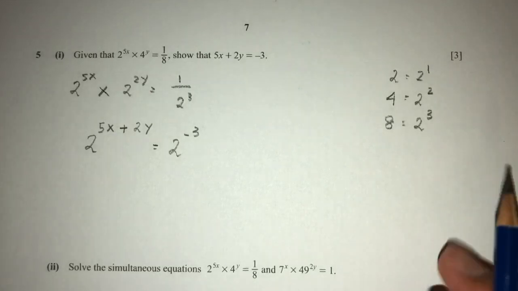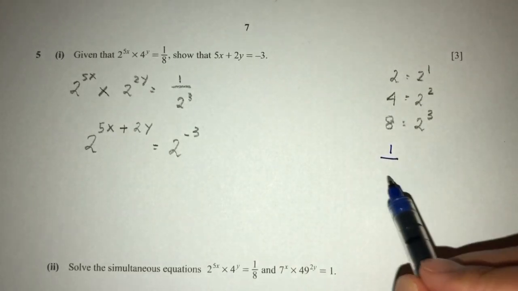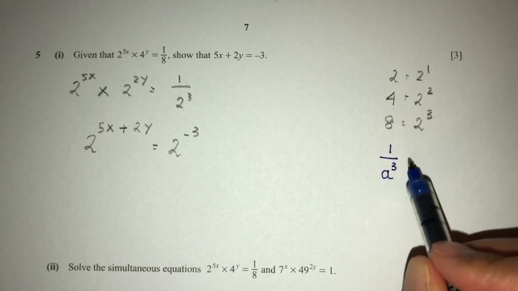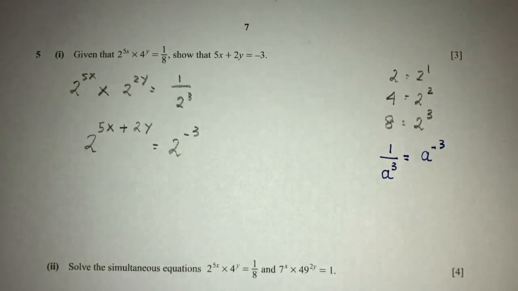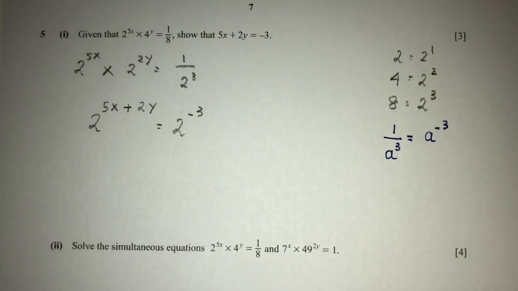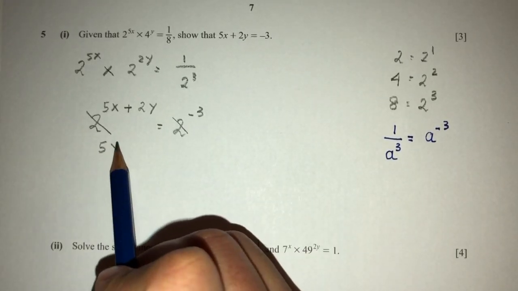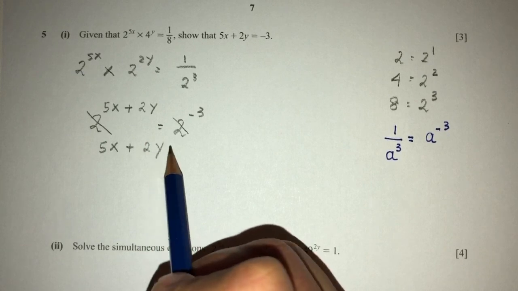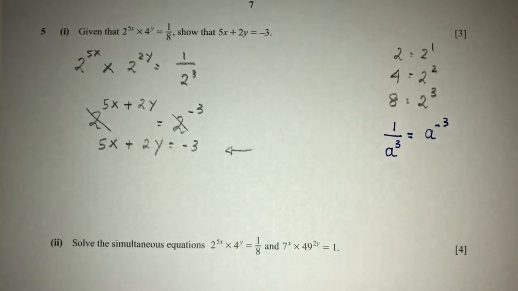So as a side note, let's write this down. If you have 1 over a power 3, it can be written as a power minus 3. For example, as a side note for you to know, we can simplify this. Now, since the base is the same, this goes away, you will have 5x plus 2y is minus 3. And this is shown as required.